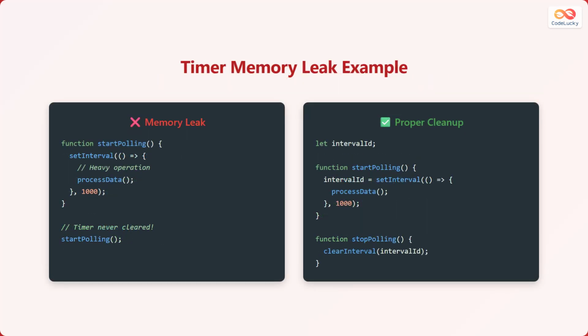Here is another example with timers which might also cause memory leaks. In the incorrect code, a timer is set using setInterval, but it is never cleared. As a result, the callback function and any data it references remain in memory indefinitely. In the correct code, the clearInterval function is used to clear the timer when it is no longer needed. This ensures that the callback function and associated data are released from memory, preventing a memory leak.